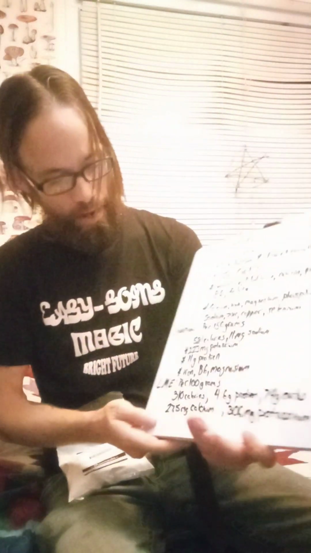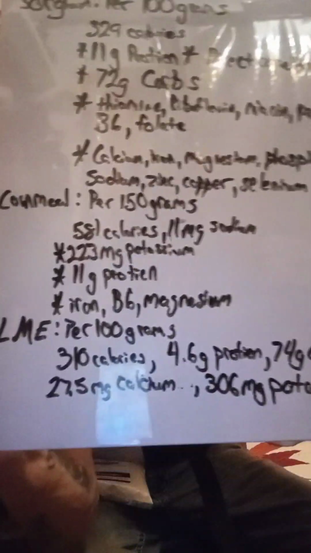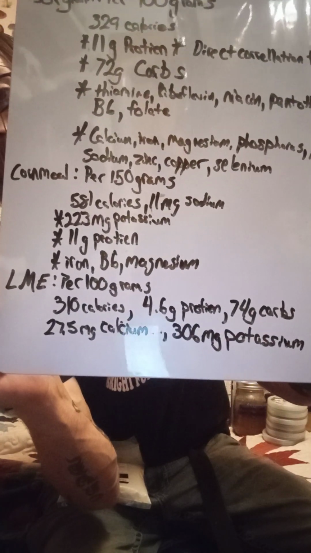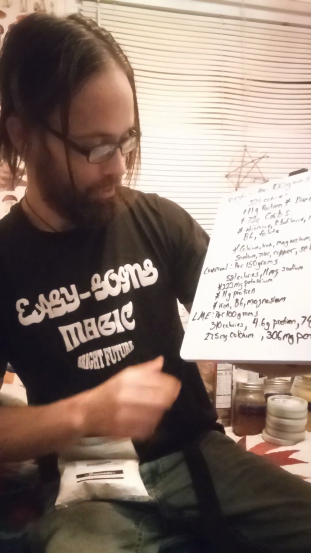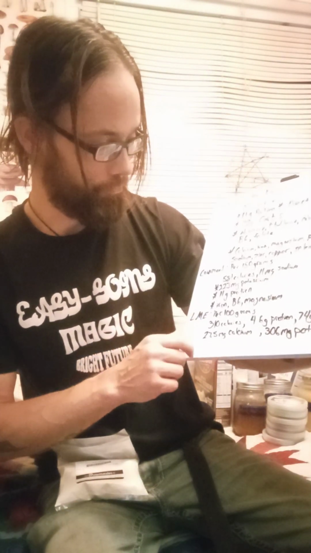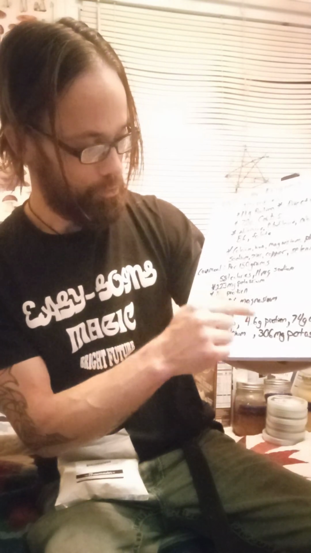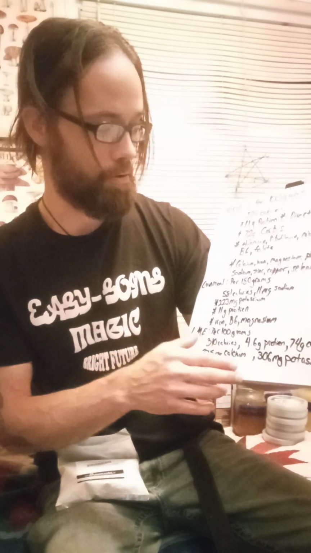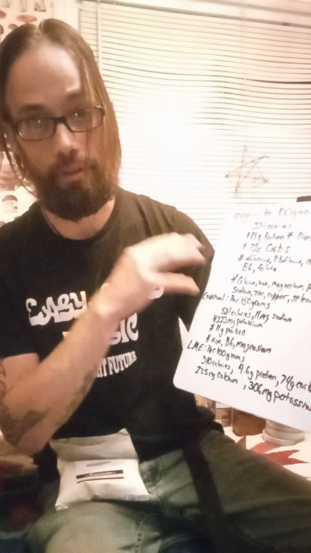Anyways, this is a good supplement. Since there's no nutritional profile here, I've got it here at the bottom. Let me try to give you a good look. There you go. That way you can go back to it if you want. Light malt extract per 100 grams is 310 calories, 4.6 grams of protein, which for a nutrition source is actually really low when you start looking at some of the other things that we're going to talk about.